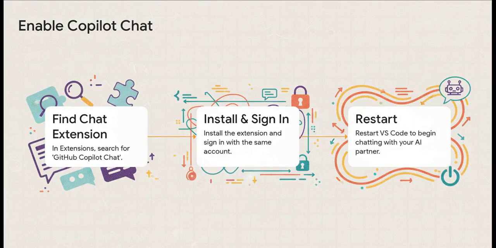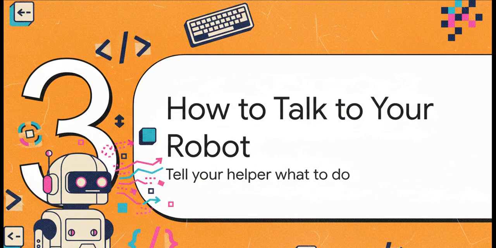Hey, do you want to give your helper a superpower? Because you can. There's another thing called GitHub Copilot Chat. You install it the exact same way, and once you do, whoa, you can actually type messages and chat with your robot helper, just like you're texting a friend. How cool is that? Awesome job! Our robot is awake, and it's got superpowers.